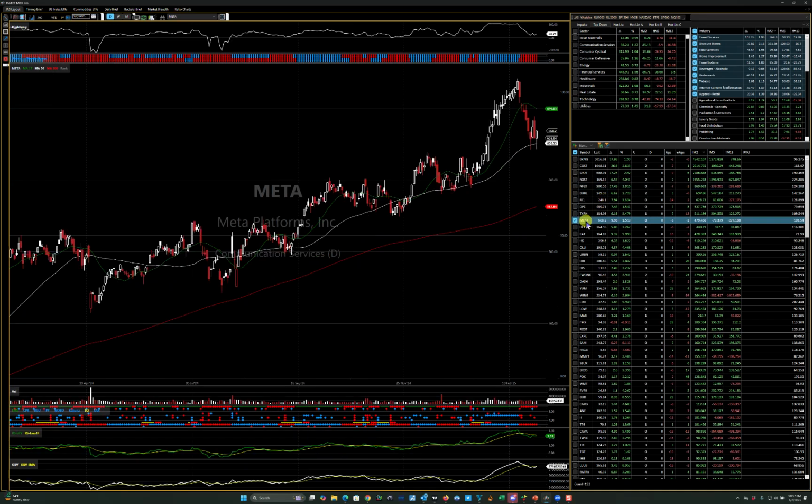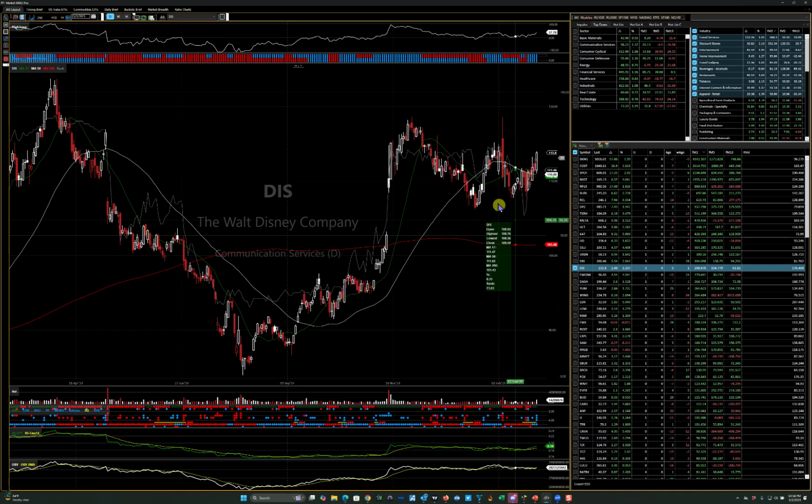Meta, done well. Look at Disney. I mean, you think 3M is boring? What about Disney? I mean, this one's forming kind of a cup here. Is this thing going to break out and go higher? Look at what's going on here with the dots. So I love the top-down opportunity.